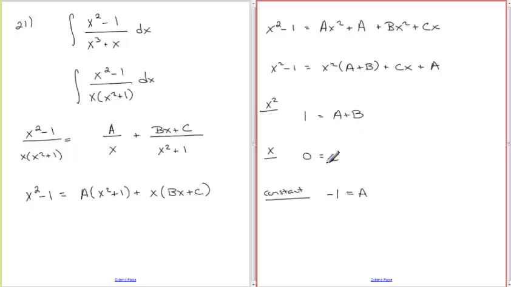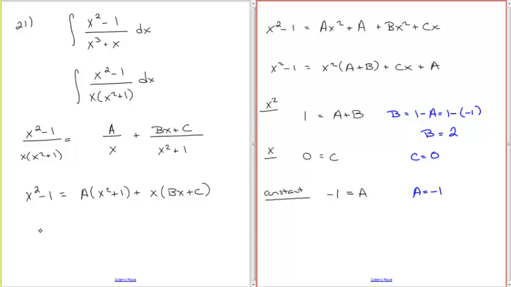So we have 3 equations and 3 unknowns, but one of them is trivial. C is equal to 0. The next one we have is a is equal to negative 1. And so if we solve for b in the first equation, you'll get b is 1 minus a. So b is 1 minus a minus 1, which is 2. So we have b is equal to 2, a is equal to negative 1. And therefore, this original fraction can be rewritten as negative 1 over x plus 2x over x squared plus 1.